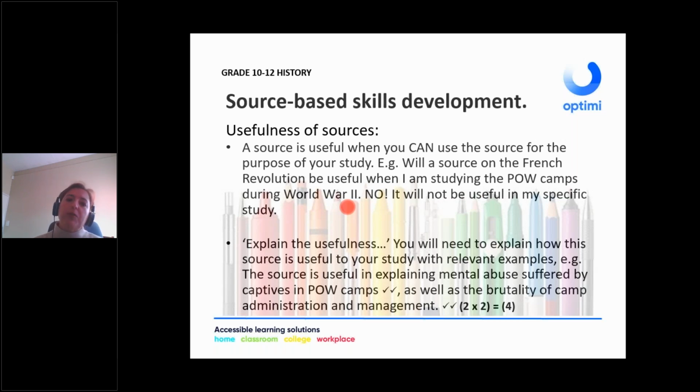Right. So now in a question paper, we can ask you, explain the usefulness of the source to whatever the purpose of your study is.